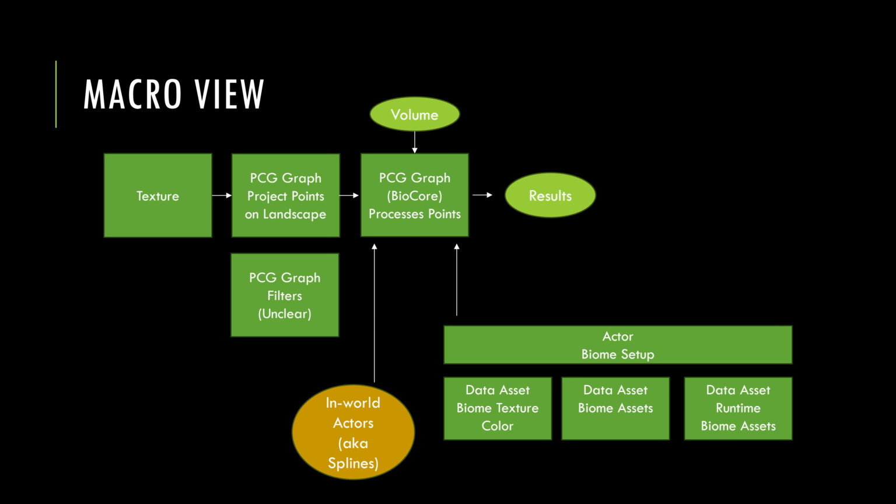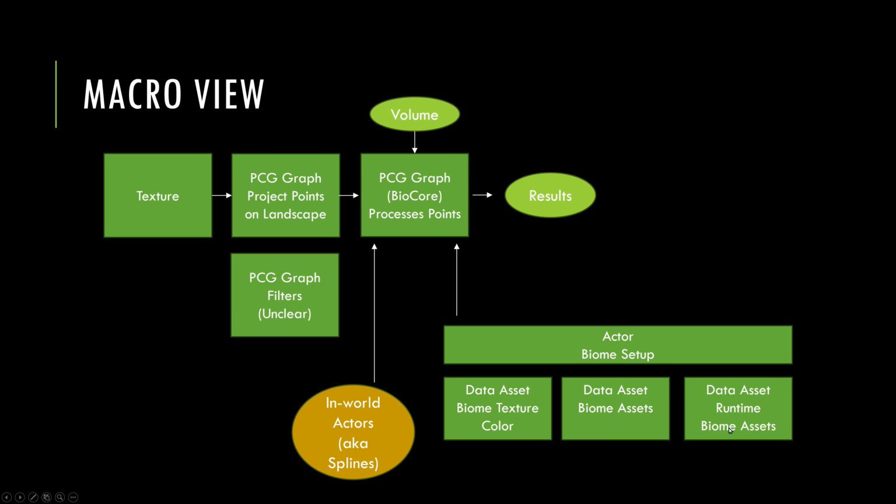And then you have these data assets that define each biome. And so for each biome, you will end up with 4 assets. One, the data asset for the texture color. This is the simplest one. It's simply the color on the texture that biome corresponds to. Your data asset Biome Assets, which is the array of all of the assets that you would like spawned into this biome. So your different trees, shrubs, etc.